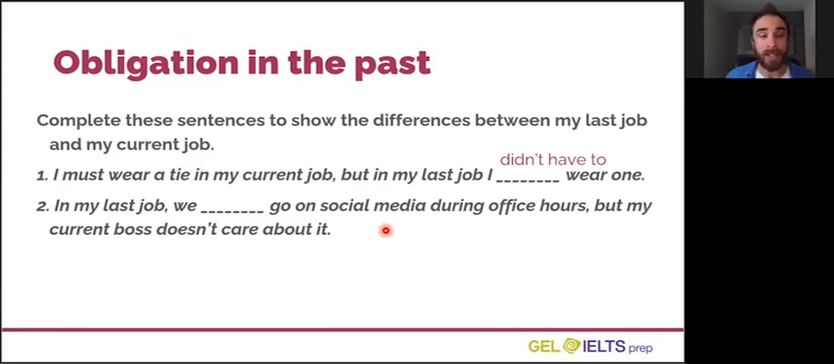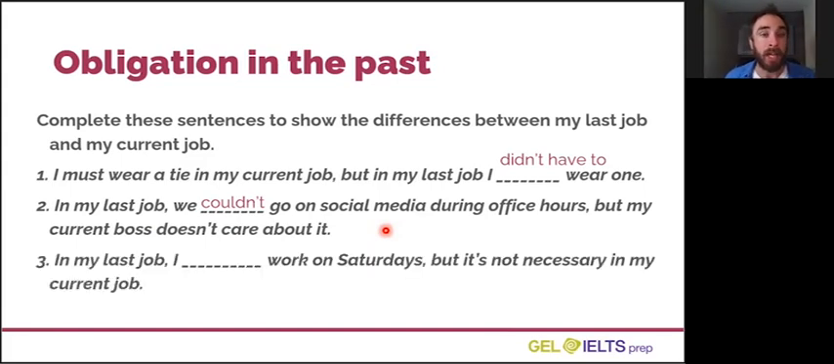The correct answer is couldn't or could not. In my last job, we couldn't go on social media during office hours, but my current boss doesn't care about it. I can if I want to. Number 3, in my last job, I work on Saturdays, but it's not necessary in my current job. What's the correct phrase to complete sentence number 3?